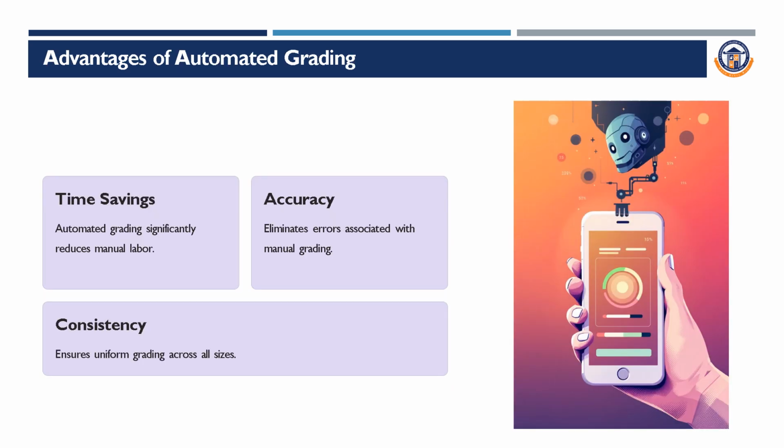Advantages of automated grading. It saves time; automatic grading speeds up production. It ensures accuracy because there is no manual error in size increments. It maintains consistency, with the same proportion for every size as we increase it. This is a crucial feature in mass production, where hundreds of patterns must be resized.